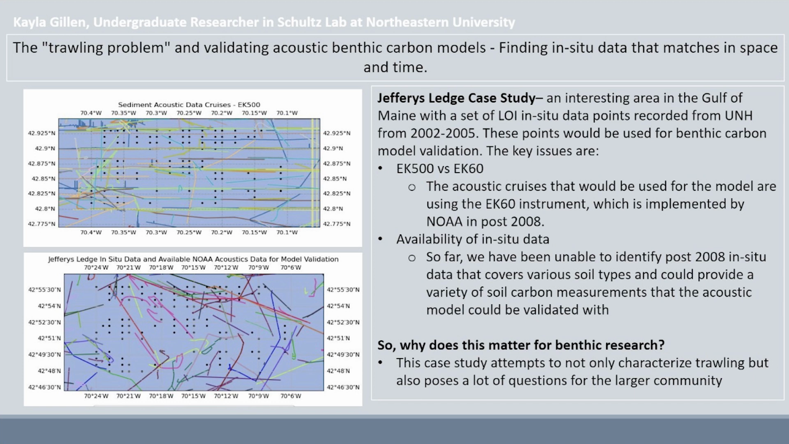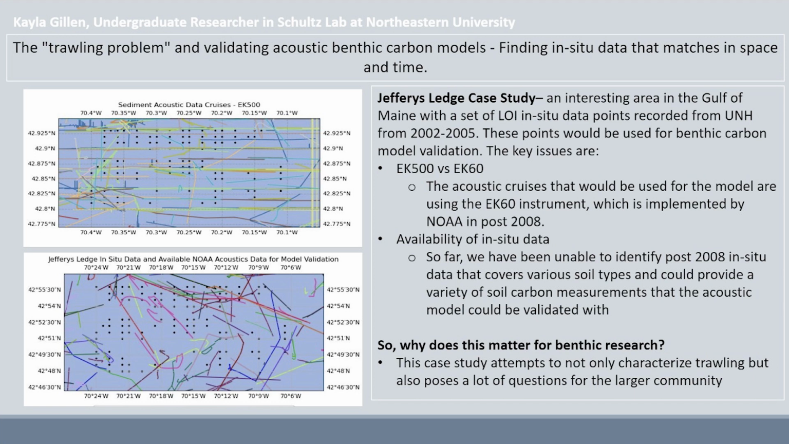This is a case study that I've done in Jeffrey's Ledge, which is in the Gulf of Maine. These black points that you see here are in situ LOI measurements completed between 2002 and 2005. The main problem I'm running into is compatibility between instrumentation. These first measurements are EK 500 data that isn't necessarily compatible with our model right now, and then post 2008, we make a sudden shift to the EK 60 model.